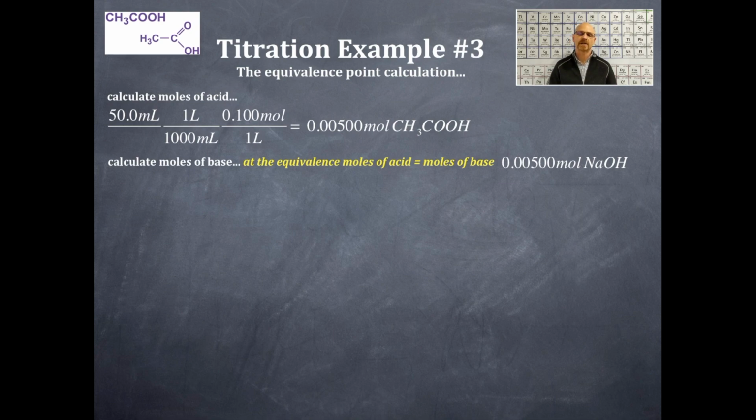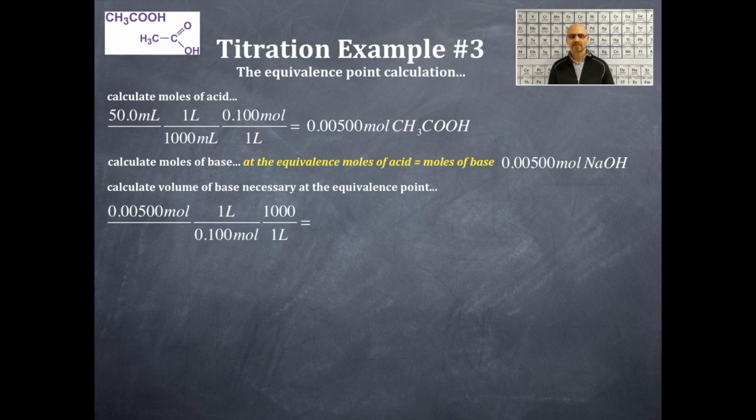Knowing the moles of sodium hydroxide, now we're going to calculate the volume of sodium hydroxide necessary at the equivalence point. We use this mole value and the molarity. We start with 0.00500 moles of sodium hydroxide, then use the molarity of the sodium hydroxide. Remember, we took the reciprocal so that we keep the moles in the denominator and the volume in the numerator, so the moles cancel out. Then we convert from liters to milliliters by multiplying by 1,000. We get 50.0 milliliters of sodium hydroxide necessary at the equivalence point.